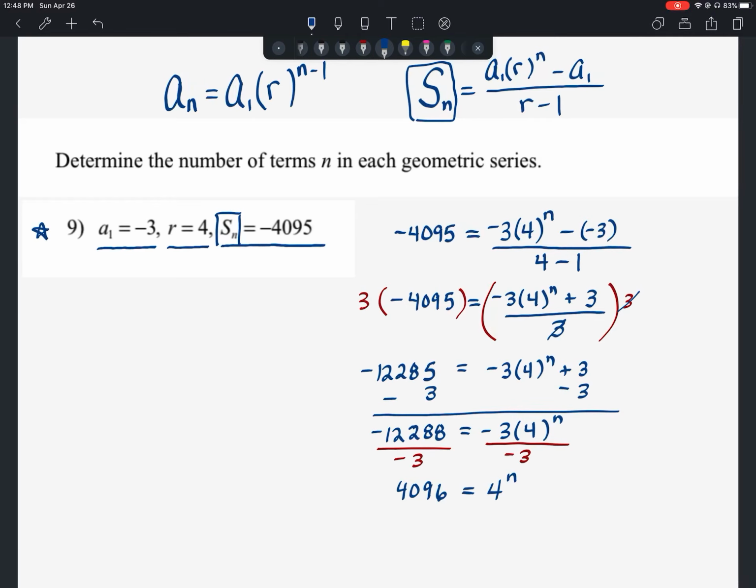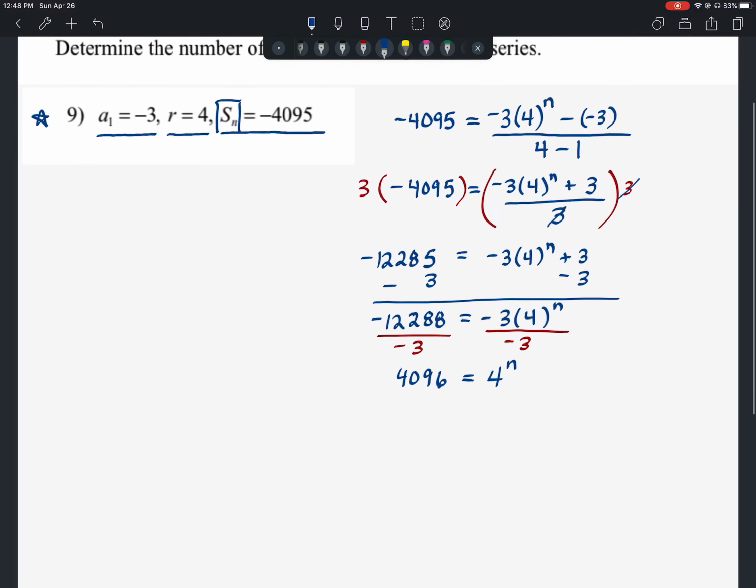And now we have an exponential. So either you can take the log of each side or you can rewrite it in its log form. We have log, our base is 4, the value is 4,096, and that should equal our exponent here, which is n. If you want to type that into the calculator, you may. That should end up being, I think, 6. So that means that we end up having 6 terms in this series. That's all it's asking for, because we already knew what the sum was up here.